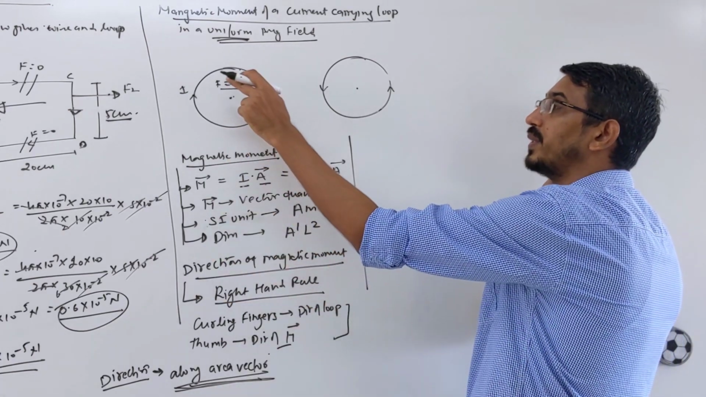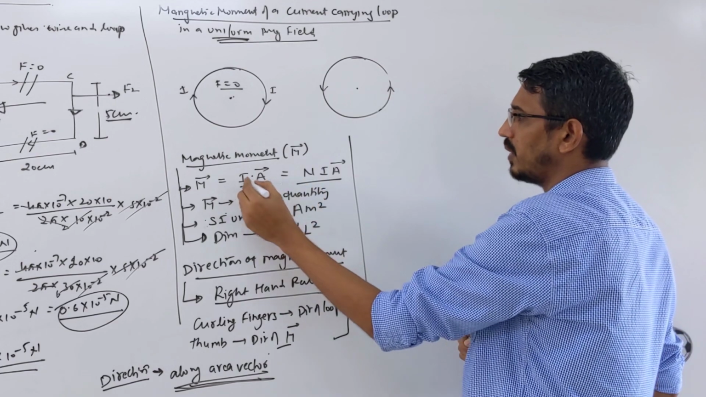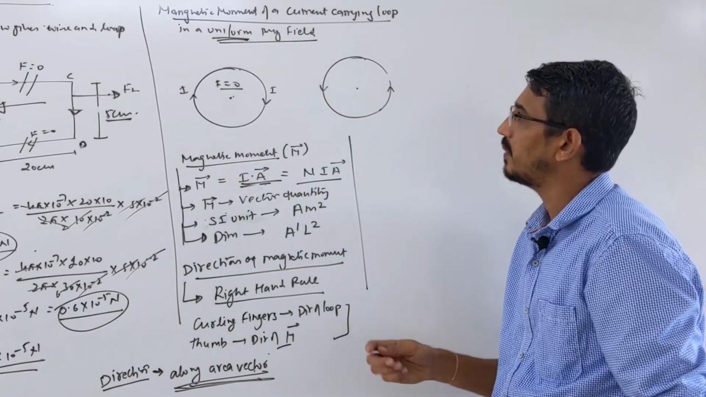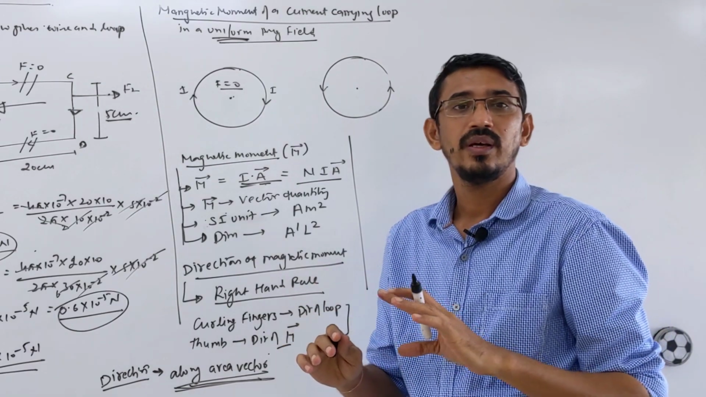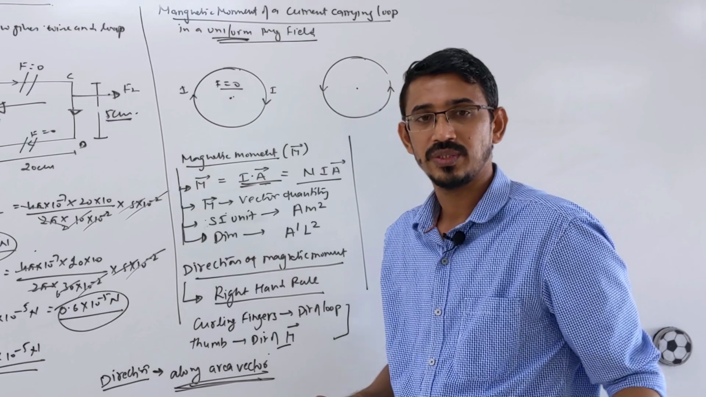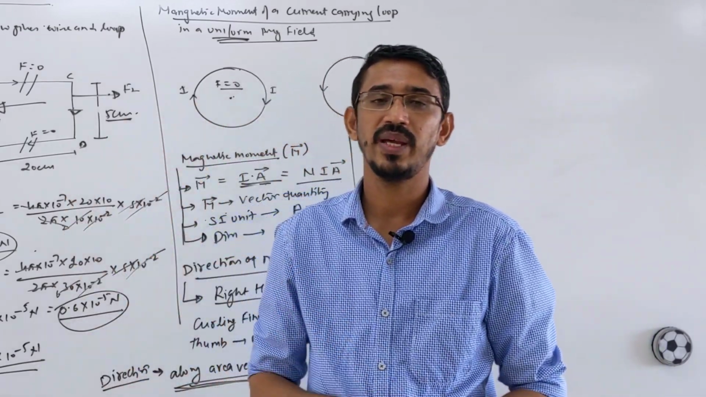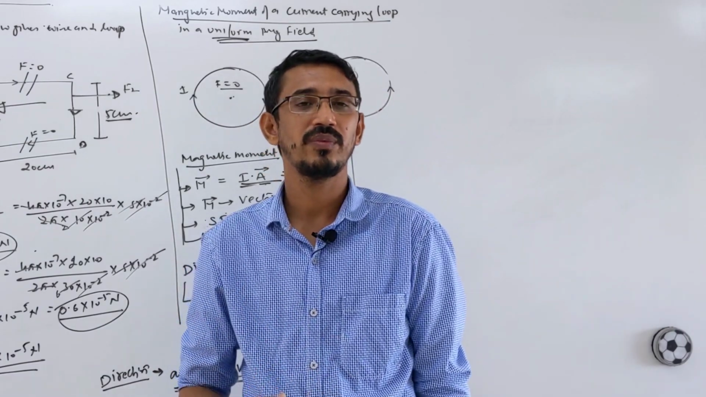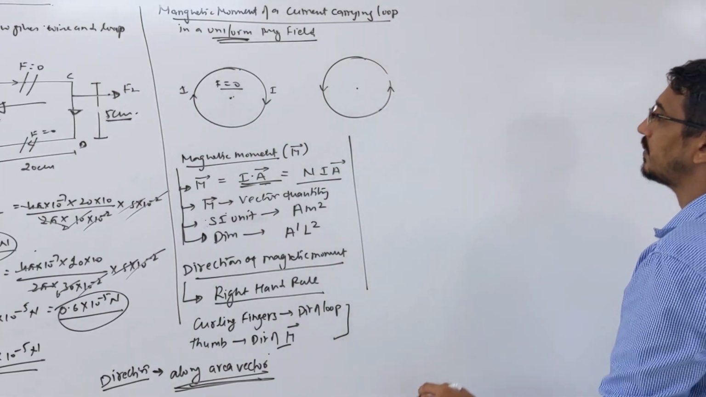This magnetic moment of a circular loop, any current carrying loop, has the general form current into area, okay? But there is a special case: the magnetic moment of a revolving charge. Some charge is moving in some circular path, so it will have some magnetic moment and produce some magnetic field at the center. This question is very, very important from the exam point of view. Many times they have asked. So I am writing a subtopic of this.